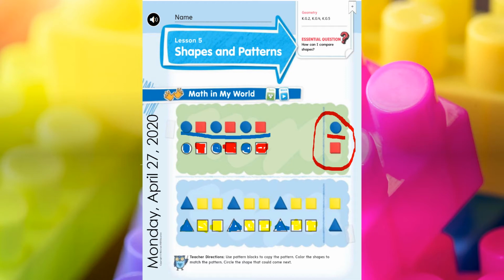All right, then I'm going to say the pattern to myself. Okay, triangle, square, square. Triangle, square, square. Triangle, square, square. Which one of these shapes is the next in the pattern? Ding, ding, ding, ding. If you said triangle, you are the winner, chicken dinner. Great job. Let's go on to the next page.